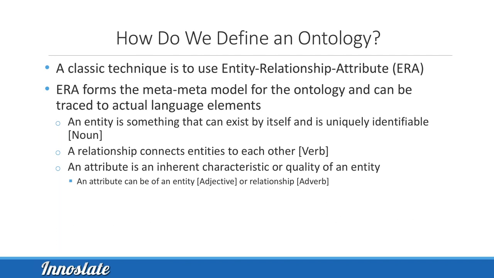And ERA forms a meta model for the ontology. It could be actually traced to language elements. The entity is sort of like your noun. It's the thing that can exist by itself, person, place, or thing. A relationship is equivalent to a verb. And so it shows you the connection between different nouns particularly. And of course, then there can be adjectives and adverbs, which we model as attributes, both an attribute on the entity itself, which makes it an adjective, and an attribute on the relationship, which is essentially the equivalent of an adverb. This gives a very robust language capability to capture all kinds of information and relate it to each other.